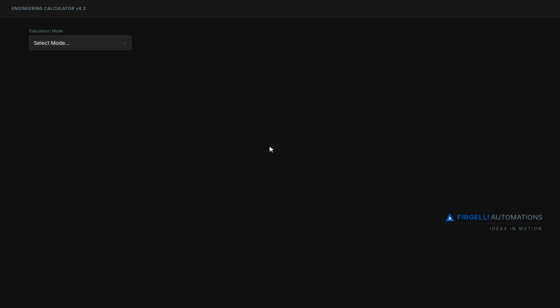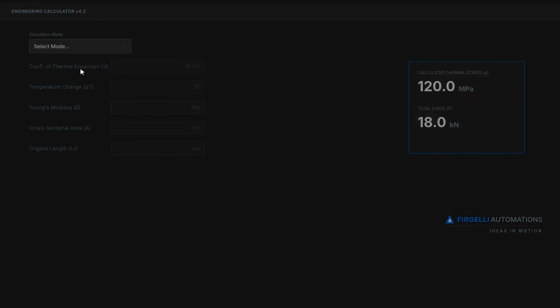Let's examine the inputs. First, select your calculation mode from the drop-down menu. You can calculate thermal stress, calculate thermal strain, calculate temperature change, calculate thermal force in constrained member, calculate free thermal expansion, or calculate coefficient of thermal expansion. For our demonstration, we'll select Calculate Thermal Stress.